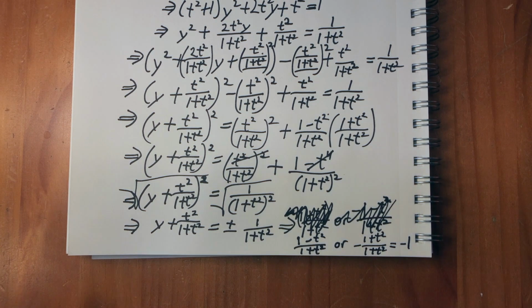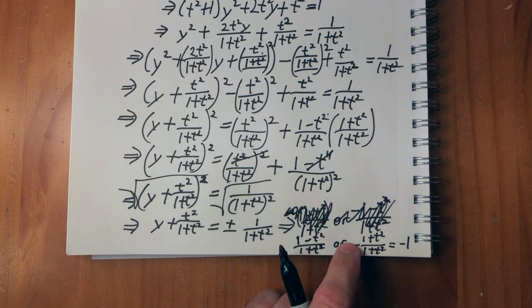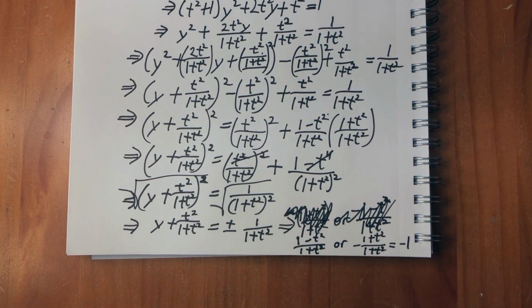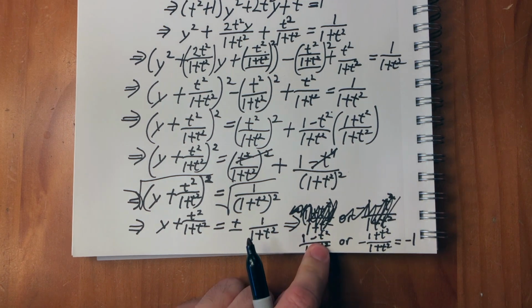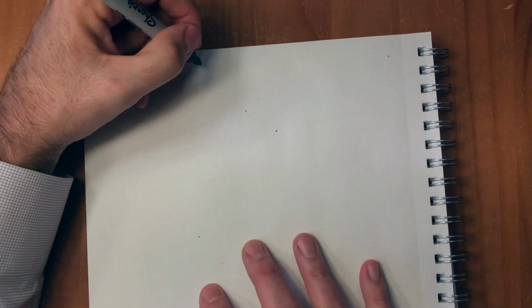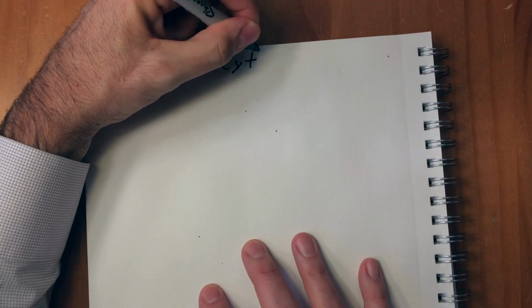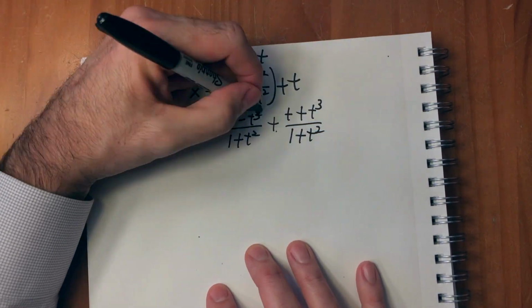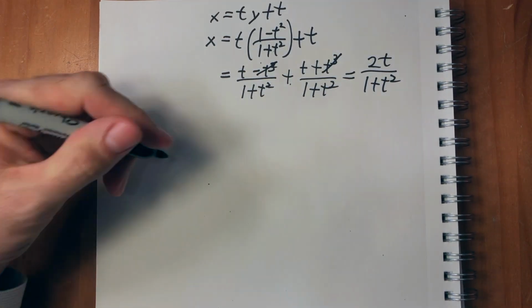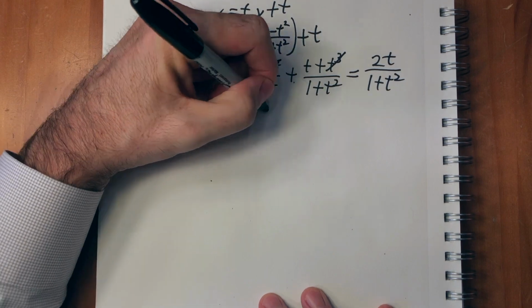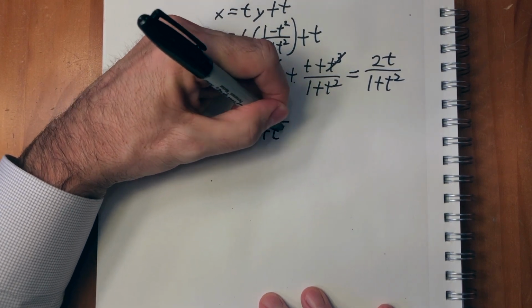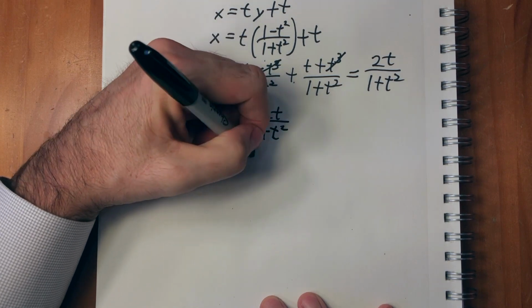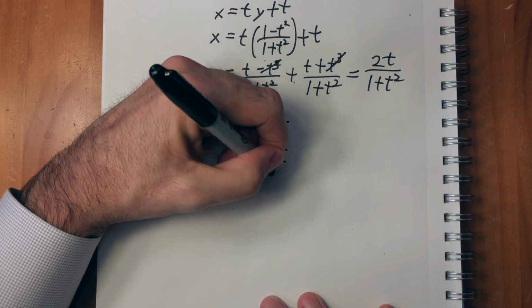Okay, so the two roots of y are either -1, because this one turned out to be minus 1 plus t squared over 1 plus t squared, or 1 minus t squared over 1 plus t squared. Those are the two roots. So plug the other one back into the equation for x, and that's it. So the rational parameterization of a circle is x equals 2t over 1 plus t squared, and y equals 1 minus t squared over 1 plus t squared.